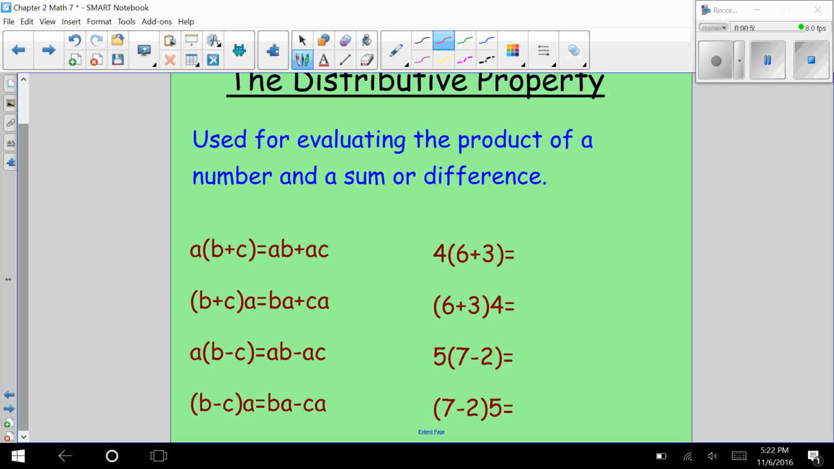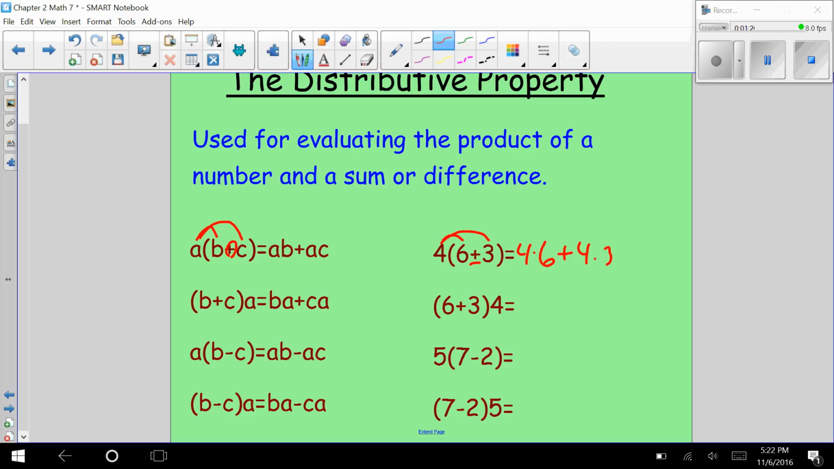What the distributive property says, it has 4 different cases. First one is a number times a sum. So I can take the a, multiply it by the b, and take the a and multiply it by the c, and put a plus in the middle. That's where we get ab plus ac. So in this example, I take the 4 times the 6, and the 4 times the 3. There's a plus in the middle, so I put a plus in the middle.